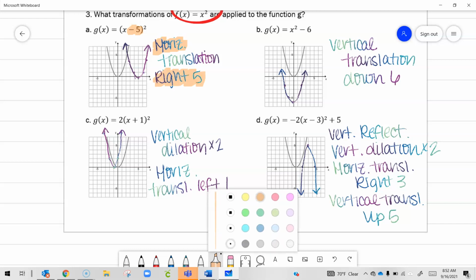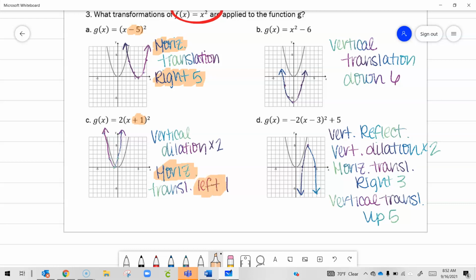Down here, I'm going to jump down to part C. Same thing, we've got a plus 1. It's inside with the x, so we know it's going to be horizontal. Think opposite. Since we're adding 1, it's going to shift it to the left 1. I'm then going to switch colors here. The 2 on the outside, since it's on the outside, is considered vertical. It's going to affect it in the y direction, and we're multiplying, so it's a dilation of times 2. So it's going to pull it up and make it 2 times taller, or stretch it.